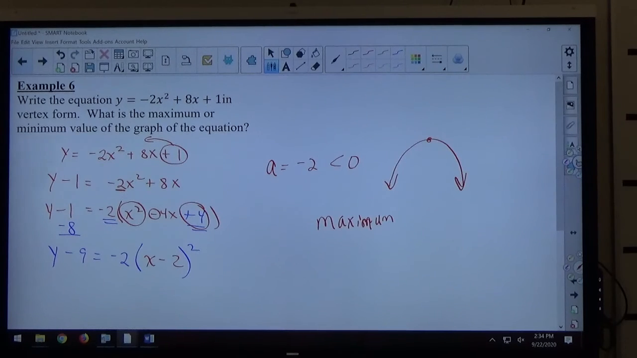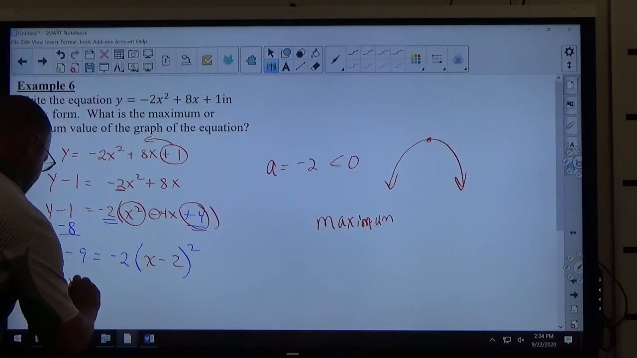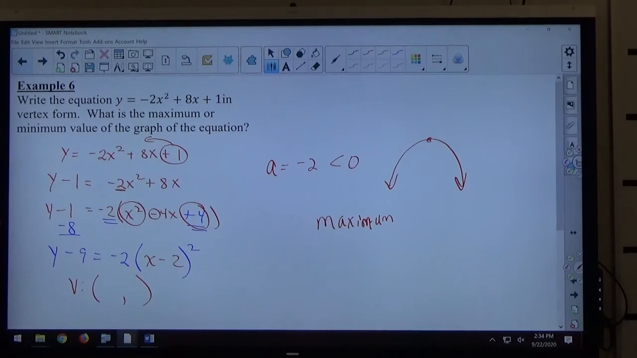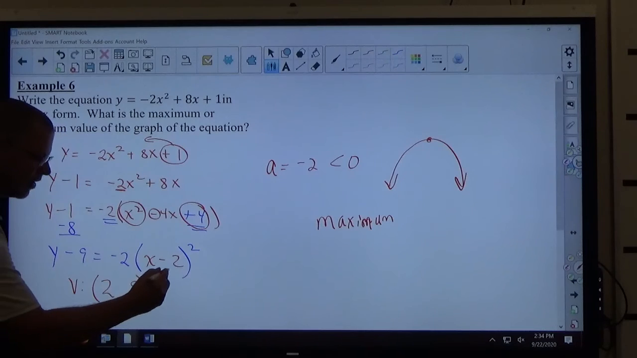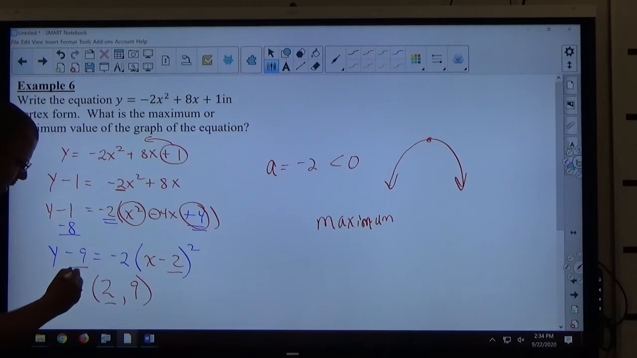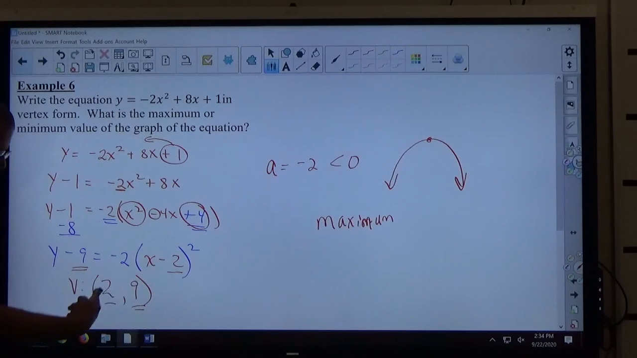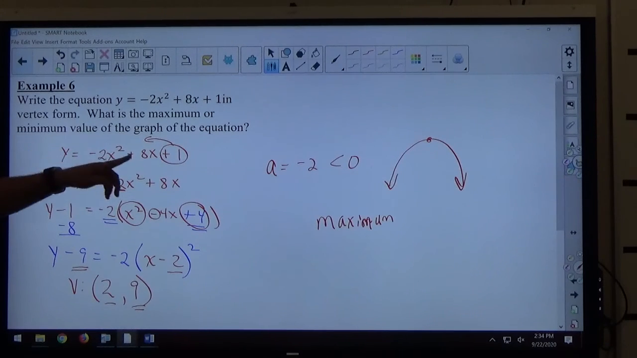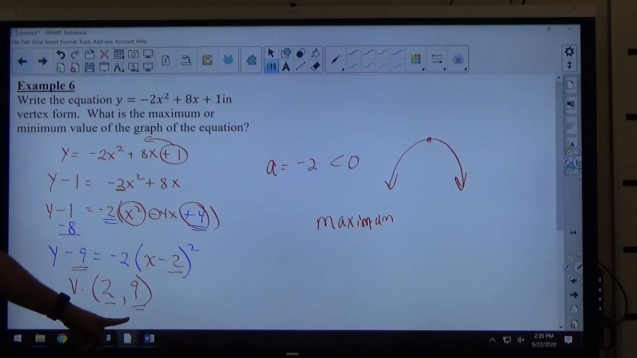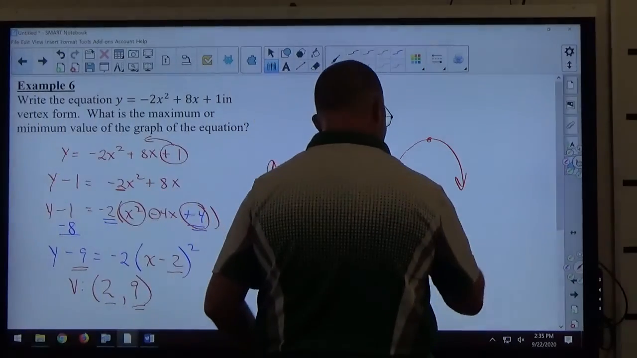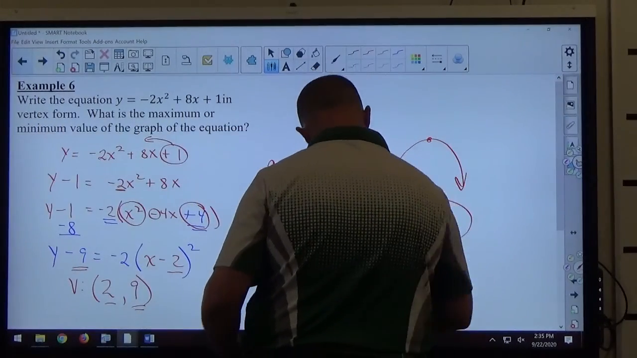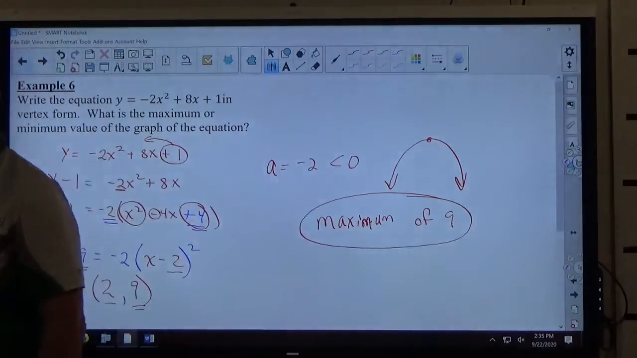So, all right. What's the vertex on this one? What comma what would be the vertex? 2, positive 9, right? This is negative 2, change the sign. This is negative 9, change the sign. X, Y, change the sign, change the sign. So the maximum value will be the y coordinate of the vertex, so a maximum of 9 occurs on this one. And that's how you do it, like that.